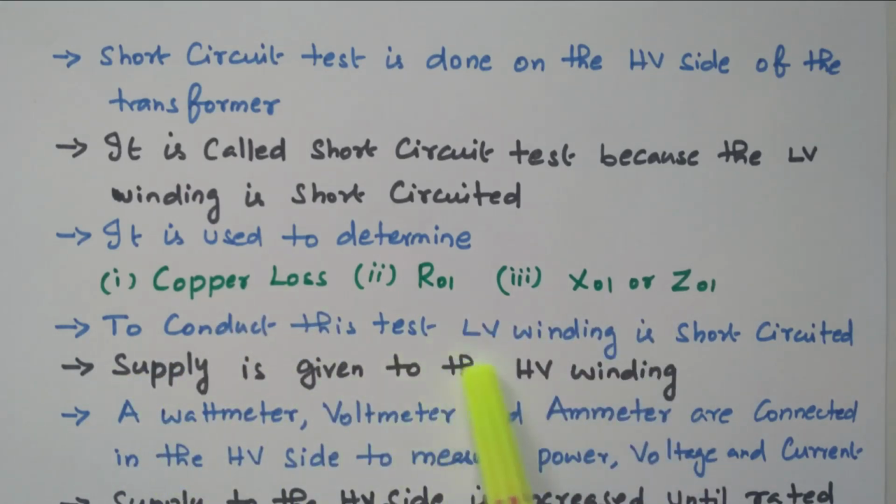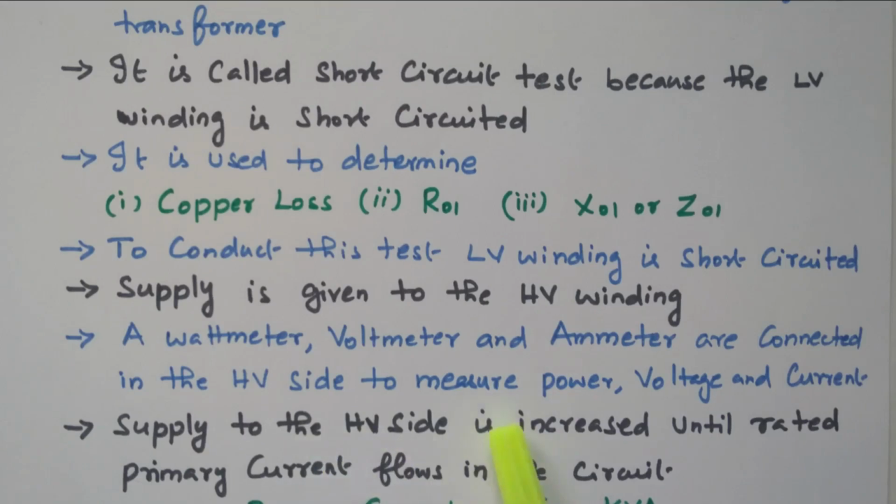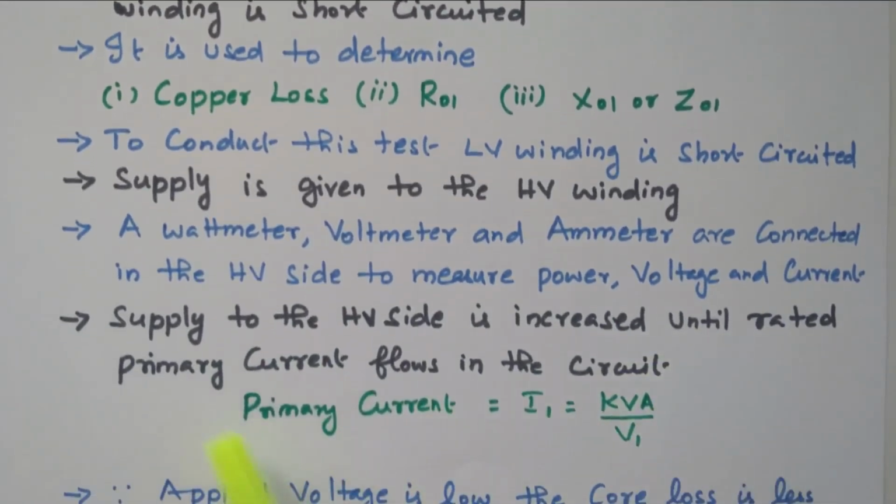To conduct this test, the LV side winding is short circuited and the supply is given to the high voltage winding. This ammeter, voltmeter and wattmeter are connected to measure the power, voltage and current. The supply is given to the high voltage side and increased until the primary rated current is flowing in the circuit. Because of the short circuit test, we need to vary the variac until the rated primary current. In case of the open circuit test, we applied the primary rated voltage. Now we need to apply the rated primary current.